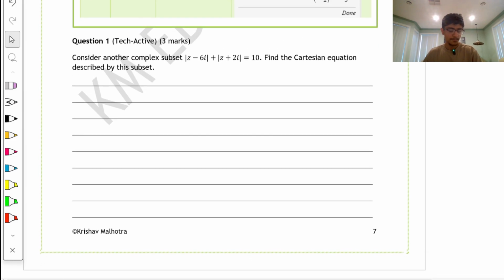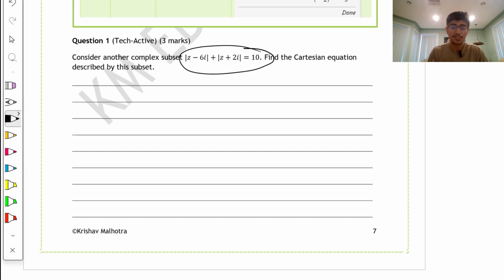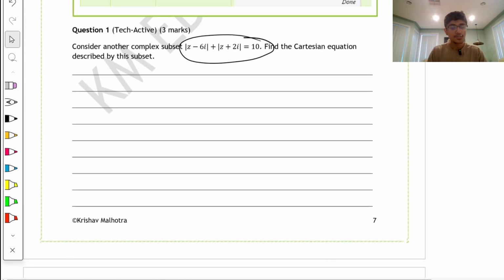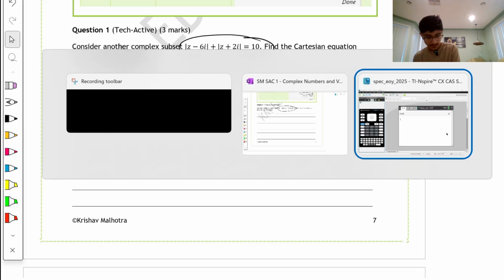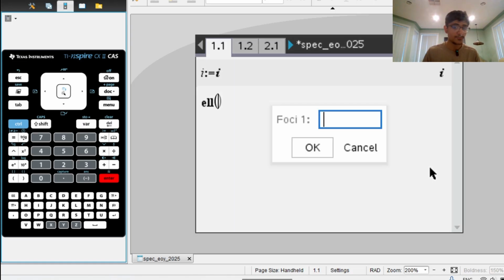So we look at question 1. It says consider another complex subset given by this equation. Find the Cartesian equation described by this subset. So I could use the 5-step process, but I have the UDF. It's a tech active question. So I'm going to head on over to my CAS, and then I will use the UDF and show you how you can save a lot of time with it. If I head on over to my CAS, right over here, I can put the UDF in, so ELL, and then it asks me what's foci 1.